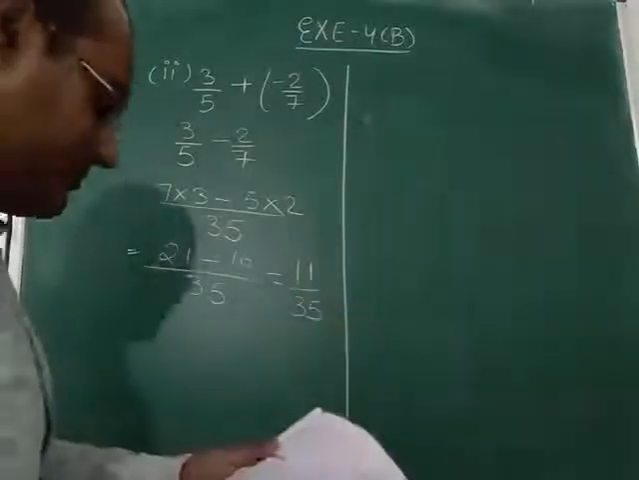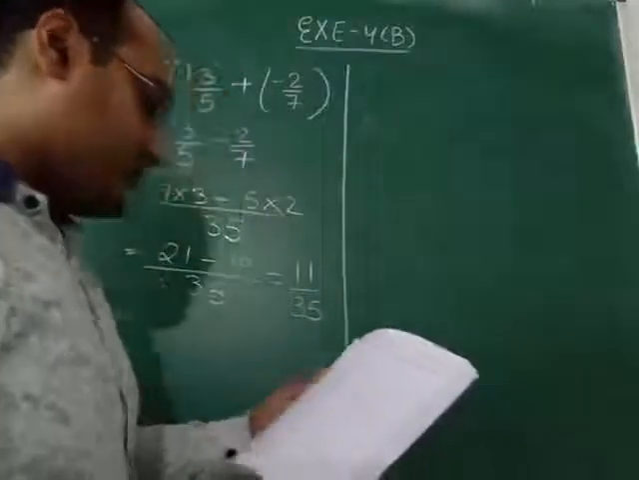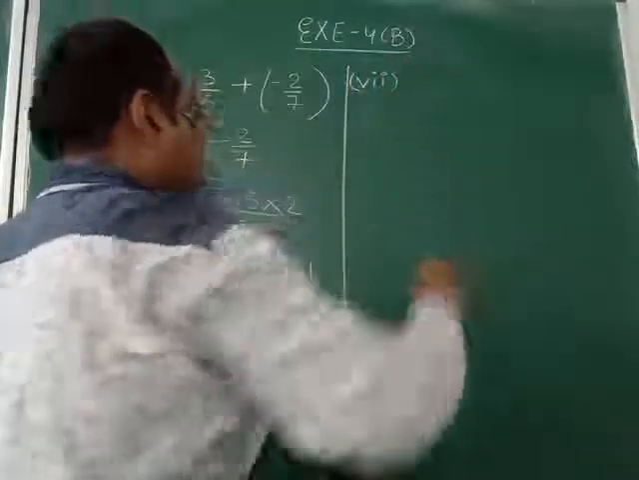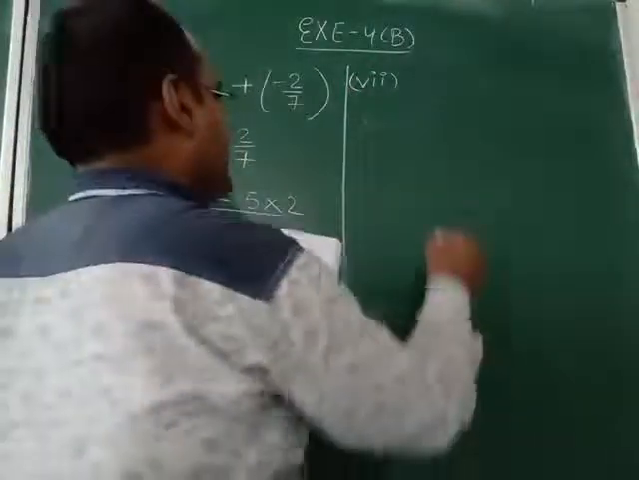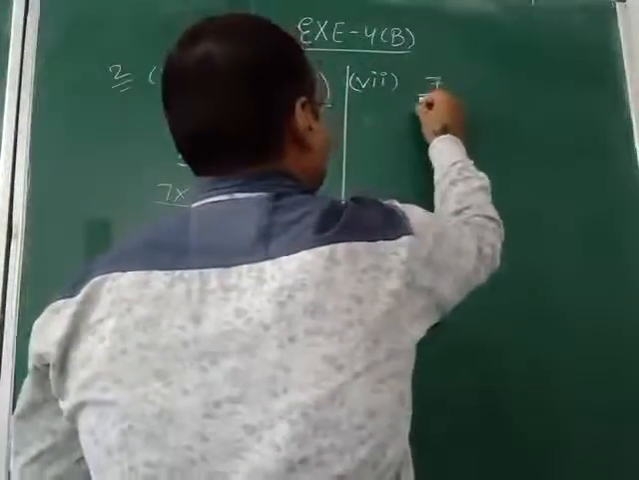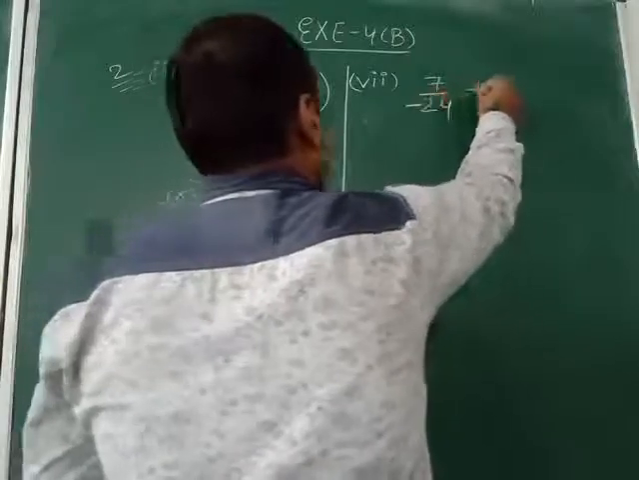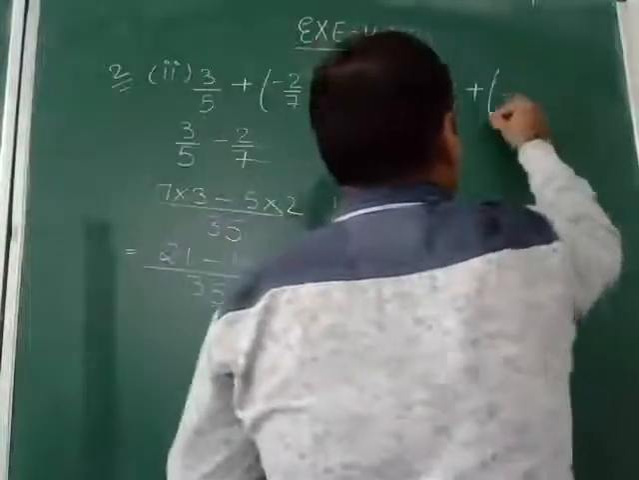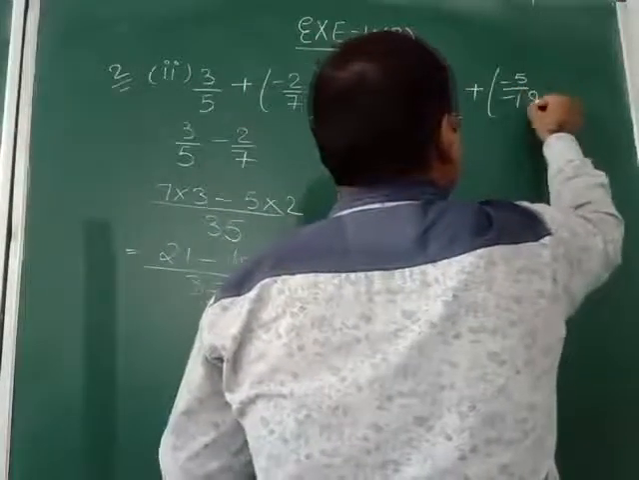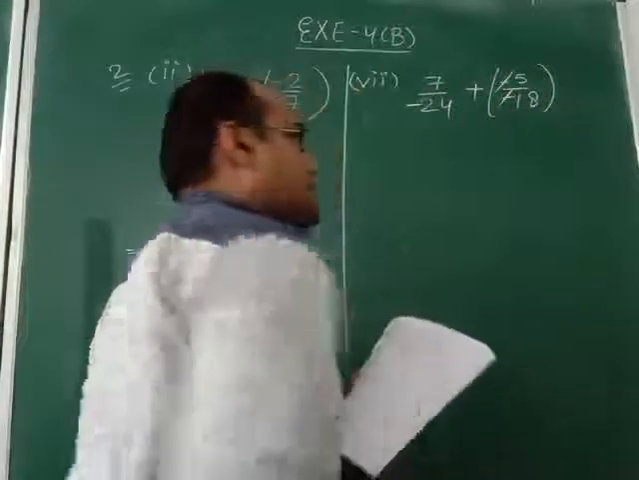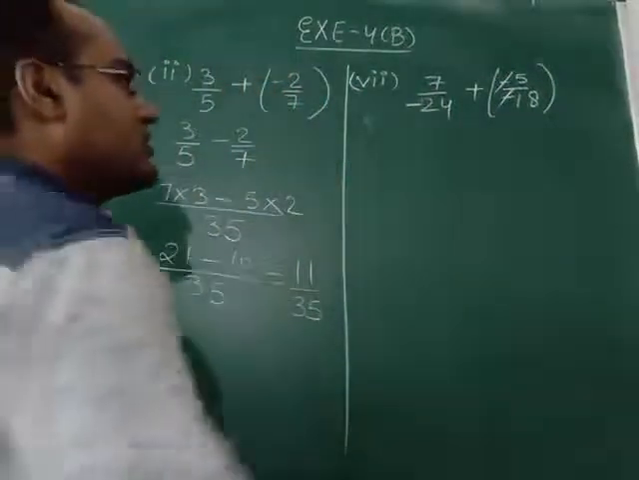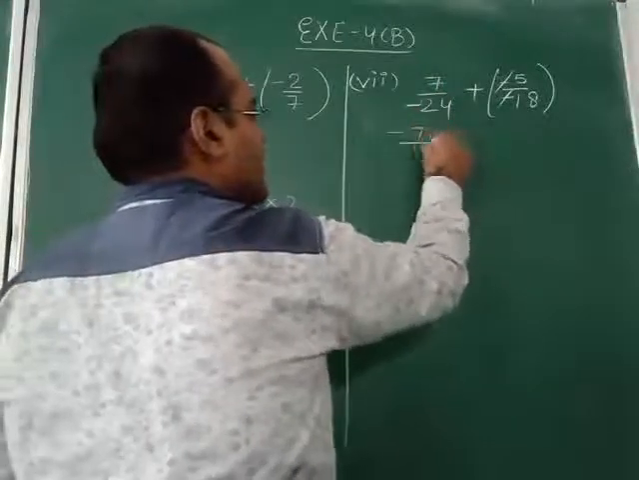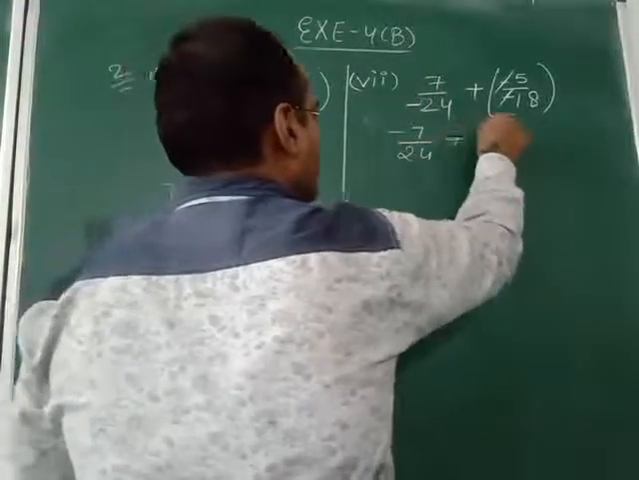Now another part, number 7. 7 upon minus 24. In place of the blank, we will put a plus sign. Minus 5 upon minus 18. Both minus in the numerator and denominator we will cancel, and this minus in the denominator we will bring in the numerator. So this is minus 7 upon 24 plus 5 upon 18.